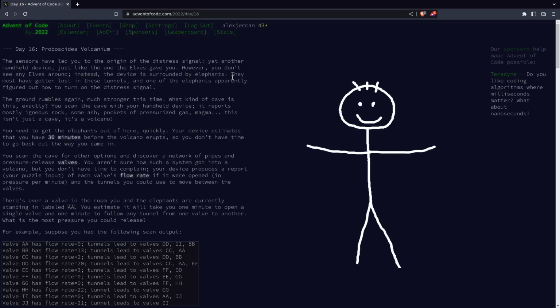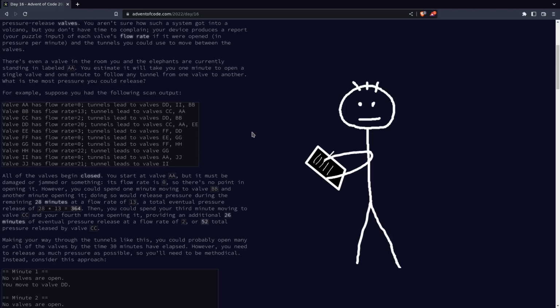Alright you guys, so in day 16 we are still following the distress signal, but instead of being welcomed by a group of elves at the origin of the signal, we find a group of elephants. But the bigger problem is that we are inside a volcano that is about to erupt and we have just 30 minutes to figure out how to solve today's puzzle.